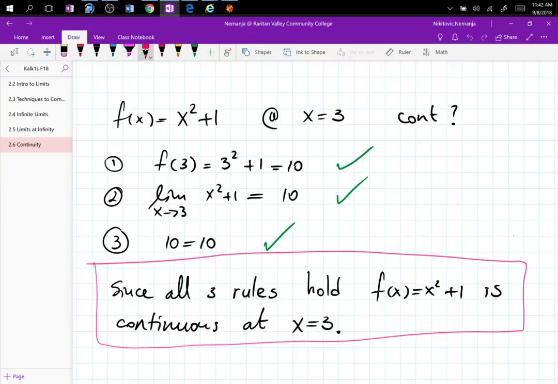Just remember how annoying it is when you are talking on your cell phone and it goes, tomorrow, right? That's discontinuities right there.